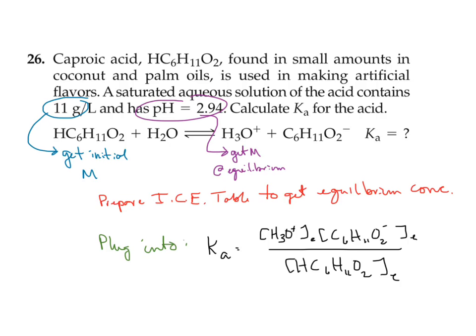So for the equilibrium, what's missing here is the Ka expression. I probably wrote the Ka right. Oh, I did write the Ka expression. Okay, and in your ice table.